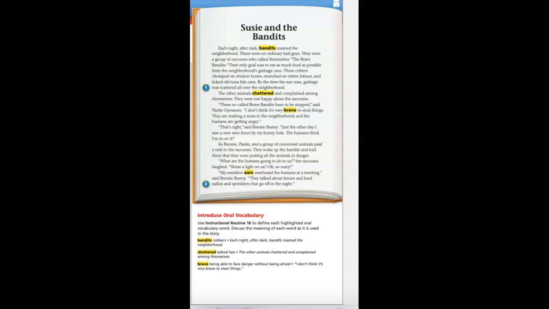The word brave means being able to face danger without being afraid. The word brave was used in our story when it says, "I don't think it's very brave to steal things." So the word brave means being able to face danger without being afraid.